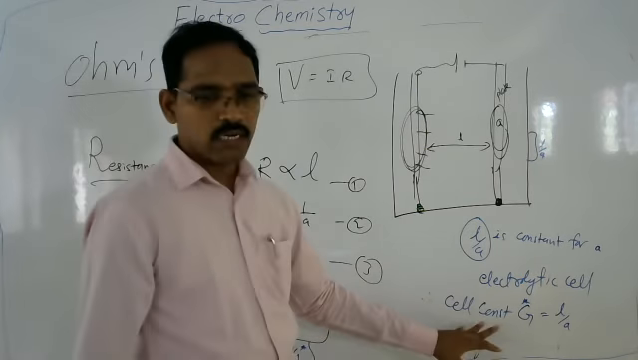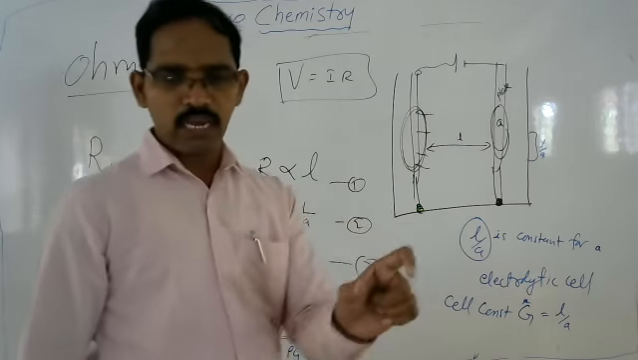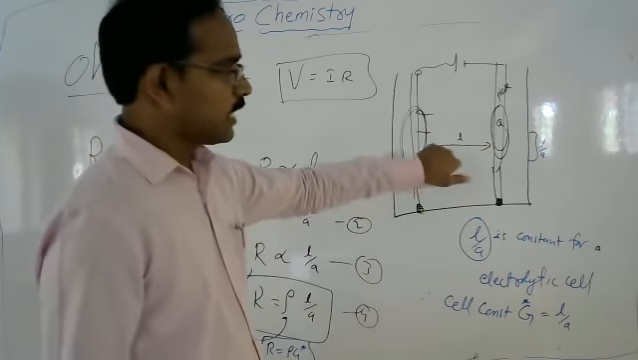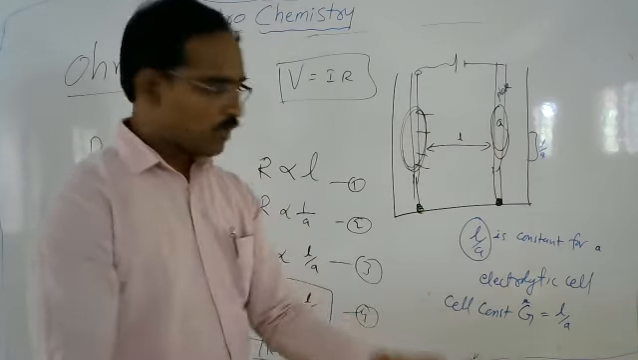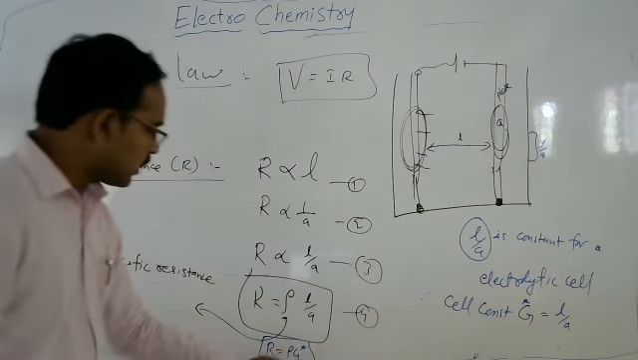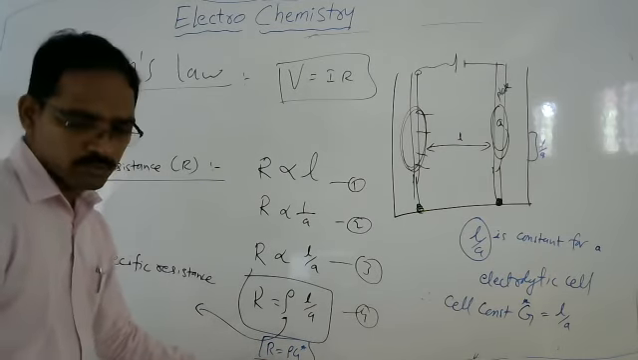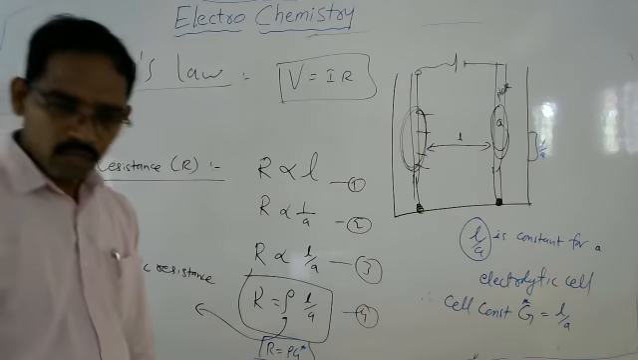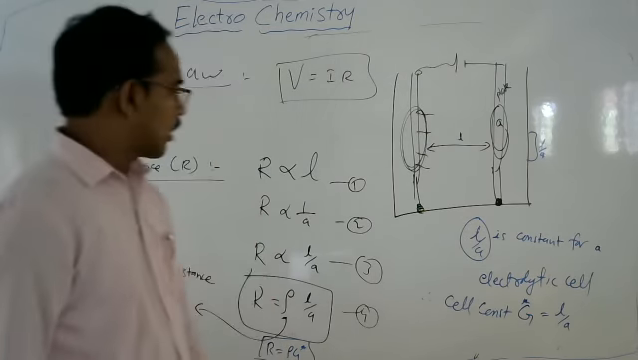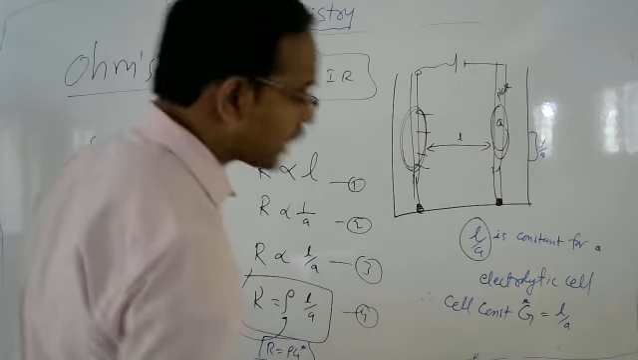Okay, cell constant. In the name only it is there. The cell has constant distance and area. L by A, that is cell constant. In place of L by A, if you put G star, R equal to rho into L by A becomes R equal to rho G star. Right? Clear?